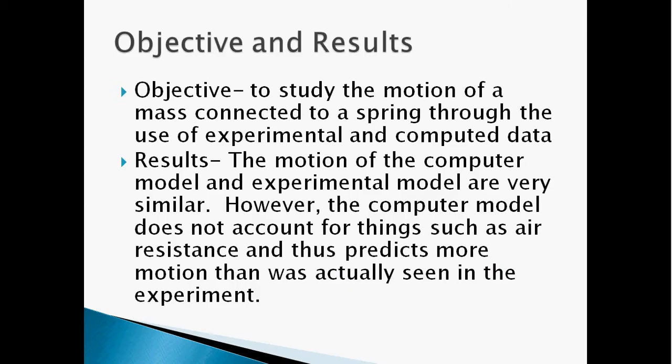Hello, this is Physics Lab 4, Spring Motion. The objective of this lab is to study the motion of a mass connected to a spring through the use of experimental and computed data. The results found when the two models were compared are that the motion of the computer model and experimental model are very similar. However, the computer model does not account for things such as air resistance and thus predicts more motion than was actually seen in the experiment.